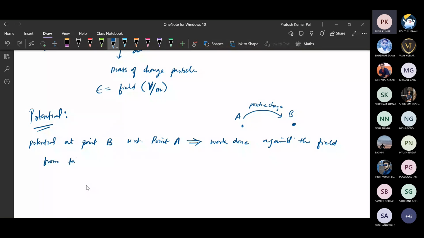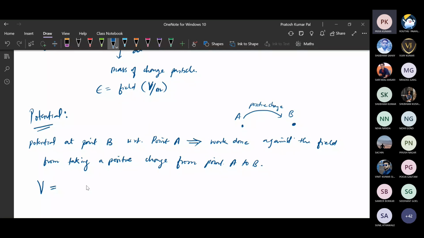from taking a positive charge from point A to B. So if we are taking a positive charge from A to B in the presence of a field, then that work done will be equal to the potential at point B with respect to A. Okay, so the potential is V, that is in volts. That is not a velocity, that is a volt, that is potential.